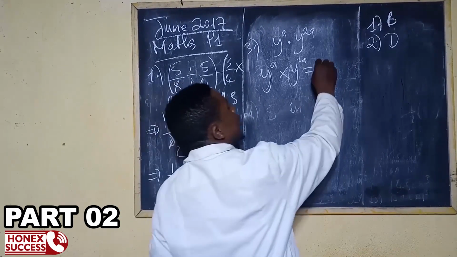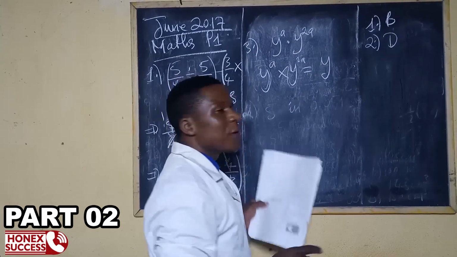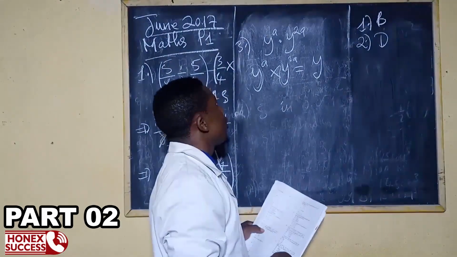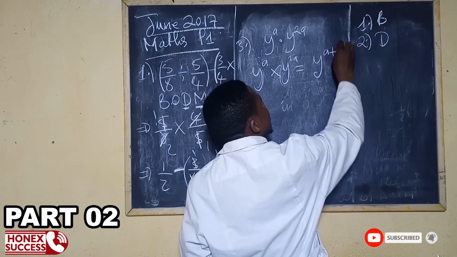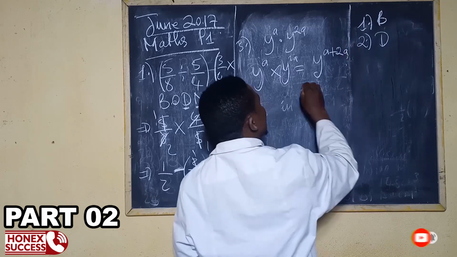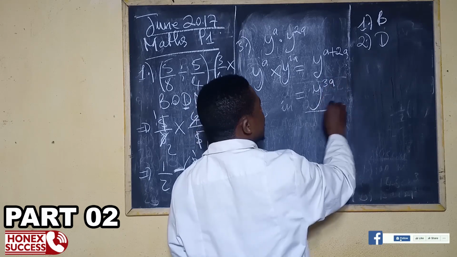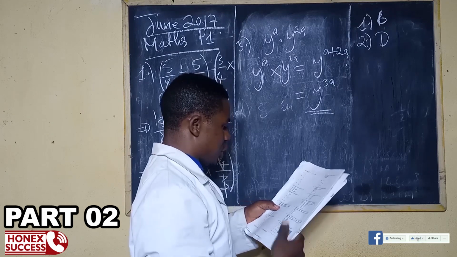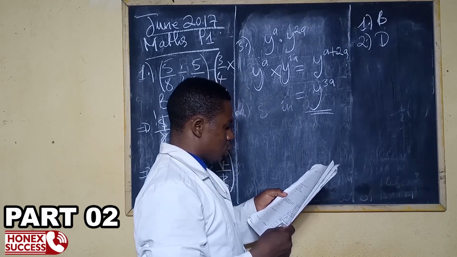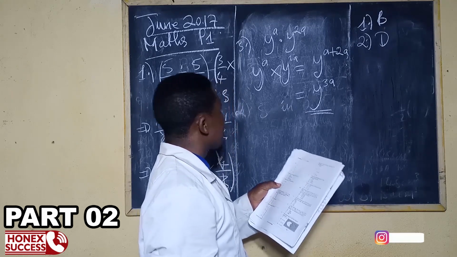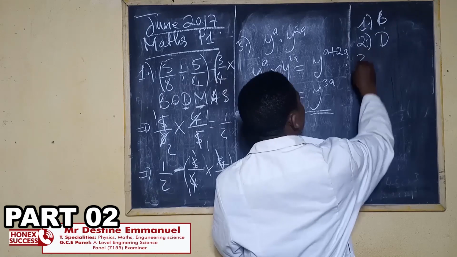There's a law of indices that says that when you are multiplying two numbers in index form which have the same base, then you add their powers. So we have a plus 2a, which is equal to y to the power 3a. So that's the solution. If you check the options that are given, it corresponds to B. That's the second option. So we go to our answer sheet, and it gives us the right answer, which is B.